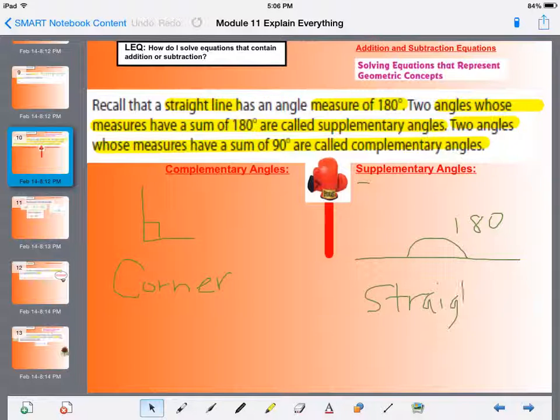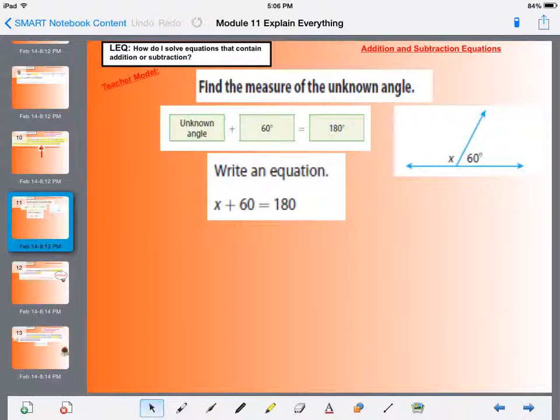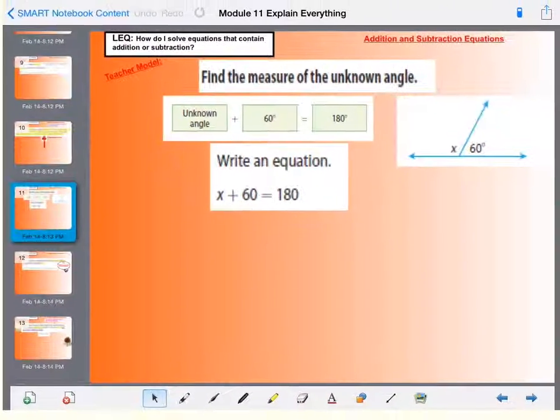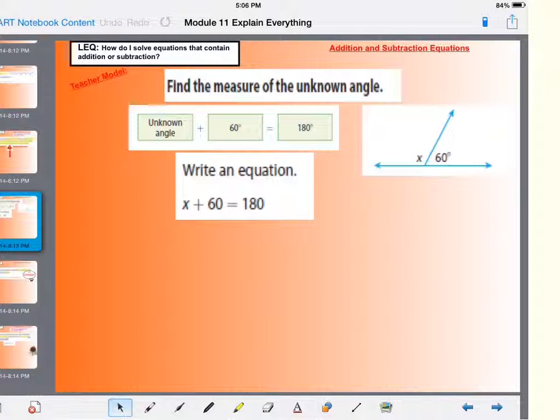And so we modeled this with our arms as well, but the best way to remember complementary versus supplementary is complementary are your corner ones, they're 90 degrees. Supplementary are your straight ones that are a full 180 degrees. And so in this slide, we're asked to find the measure of the unknown angle. We notice here that the unknown angle, which is x, plus 60 is going to give me a full 180 degrees. And so what I'm looking for is what is the measure of x?